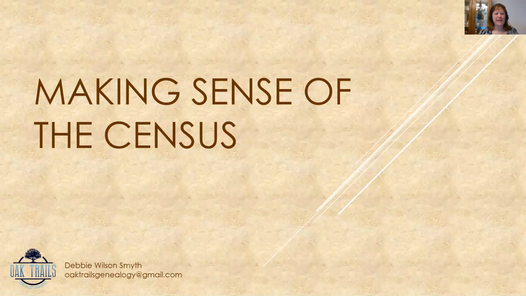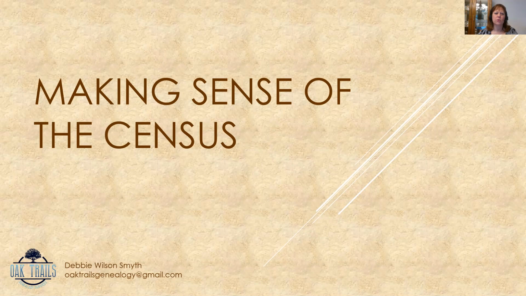Hello, my name is Debbie Smith, and today I am going to talk to you about one of the basic research tools for a genealogist, the U.S. Census records. The census records are usually one of the first records that a genealogist turns to when beginning research on a new ancestor. Census records are the low-hanging fruit. They're the giver of clues. They are the friend of the genealogist.